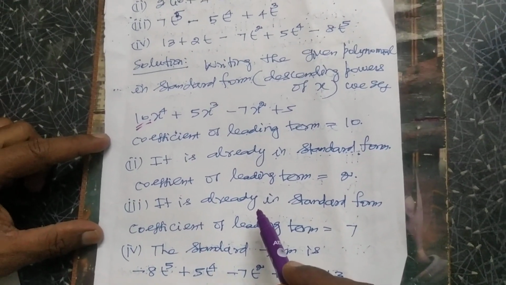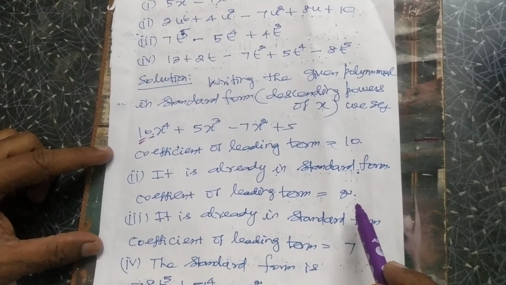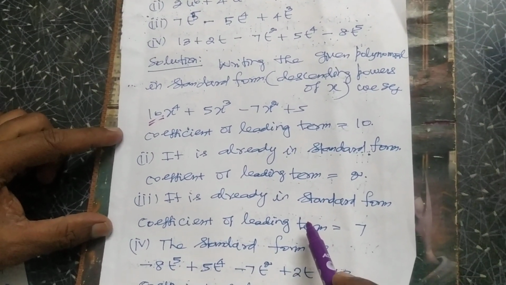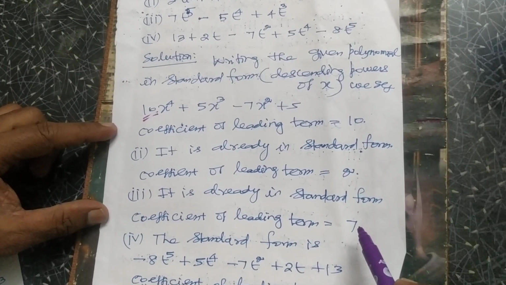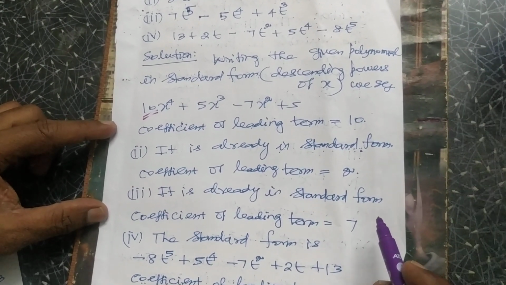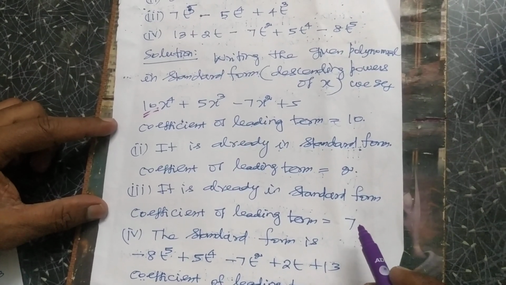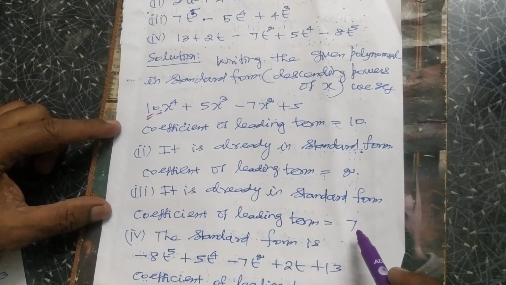Second one, it is already in standard form. The highest power is 6, and the coefficient of that term is 2. In the third one, you can see that it is already in standard form. The highest power of the variable t is 5. Therefore, the coefficient is 7. Therefore, the coefficient of the leading term is 7.